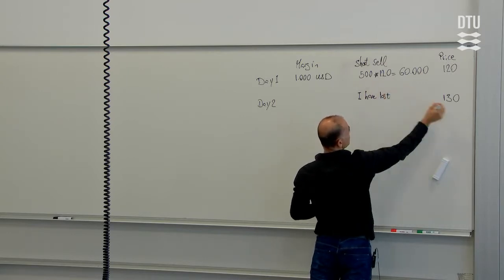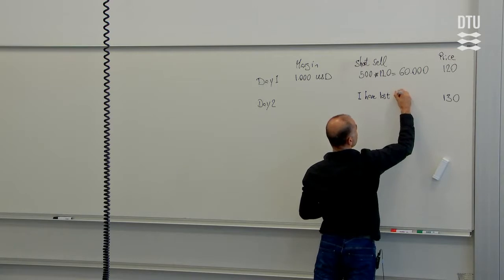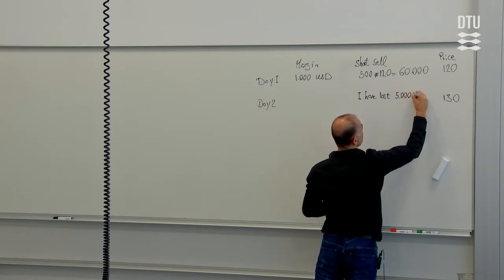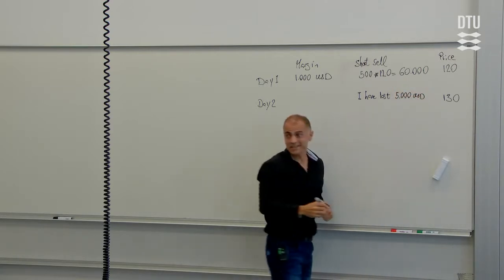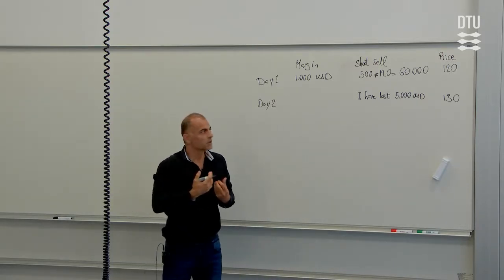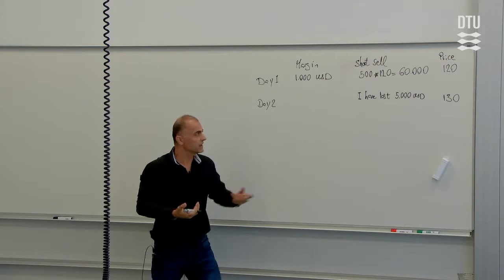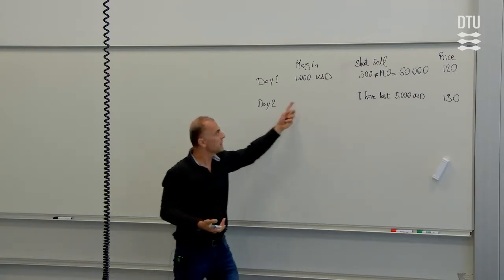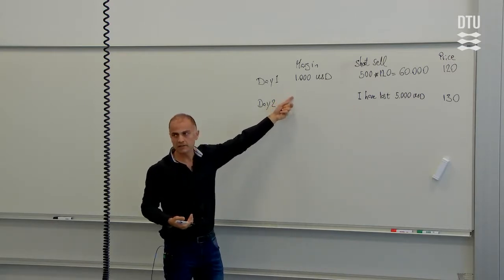5,000, right? So it's 500 times the difference of these two. I have lost 5,000 USD. So you see, this is kind of risky business, right? If the price goes against what I expected, then I can lose money. And so what happens with my margin now? How much margin is left?